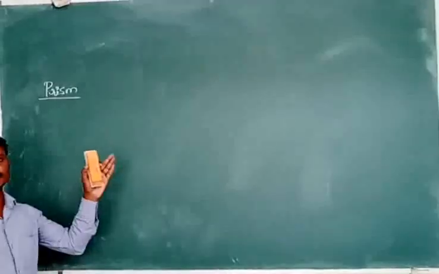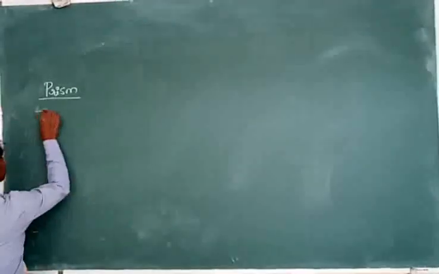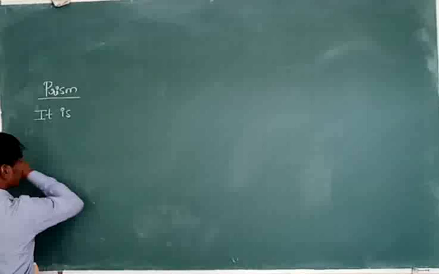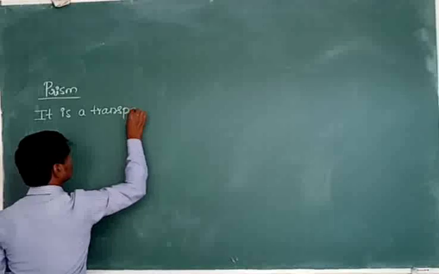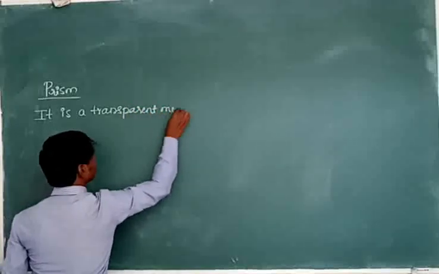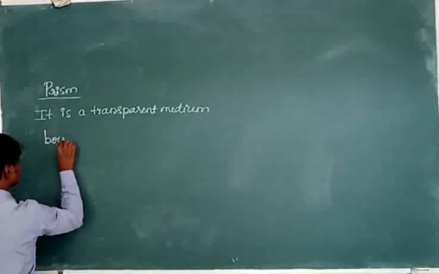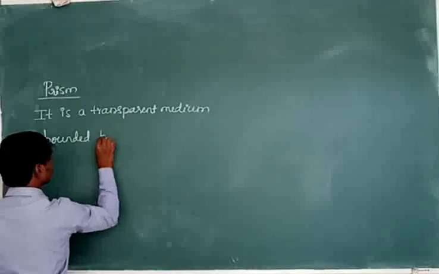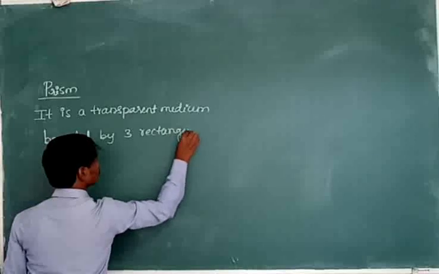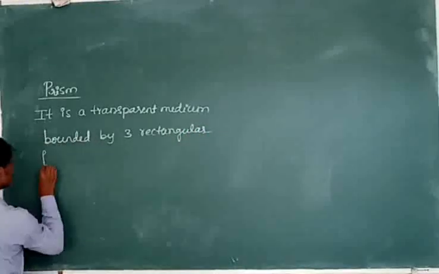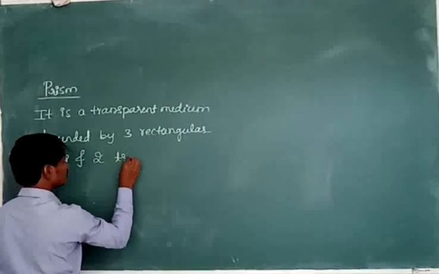It is a transparent medium bounded by 3 rectangular faces and 2 triangular faces. Almost all prisms are made of glass. Bounded means having 3 rectangular faces and 2 triangular faces.